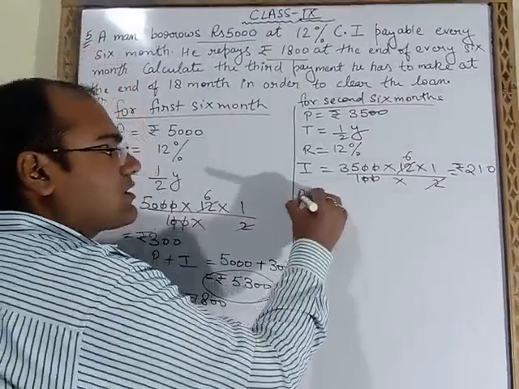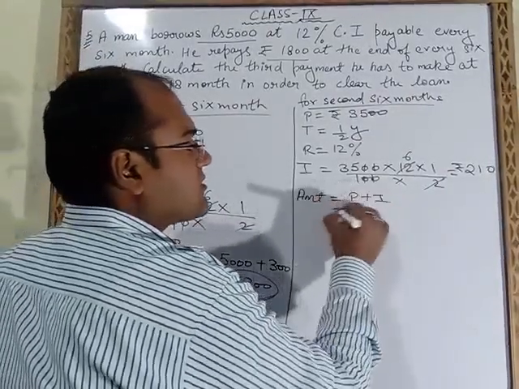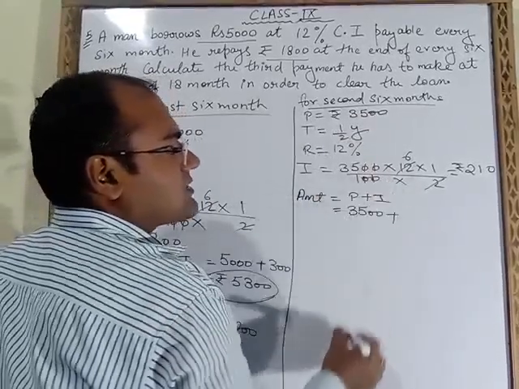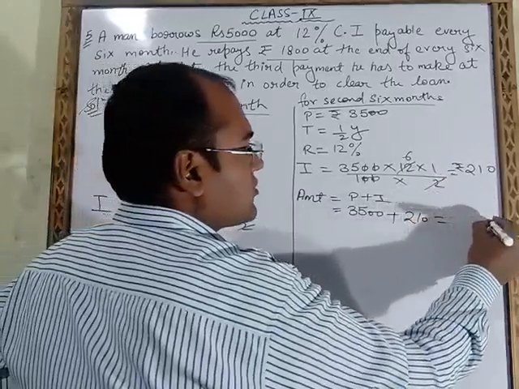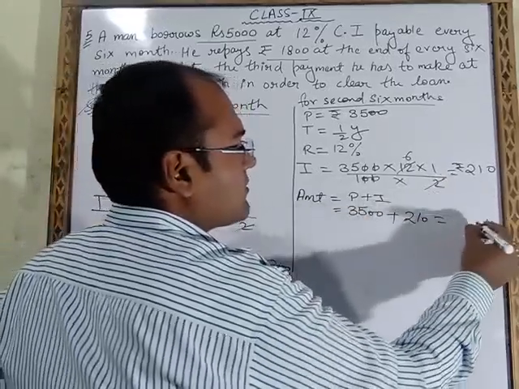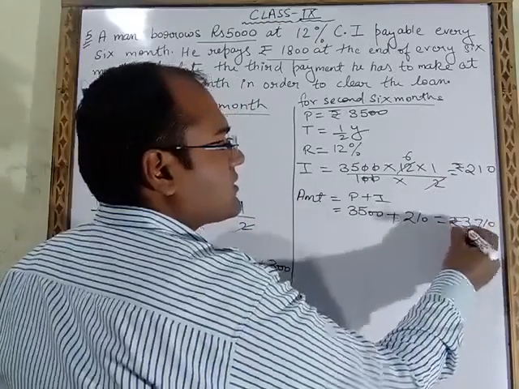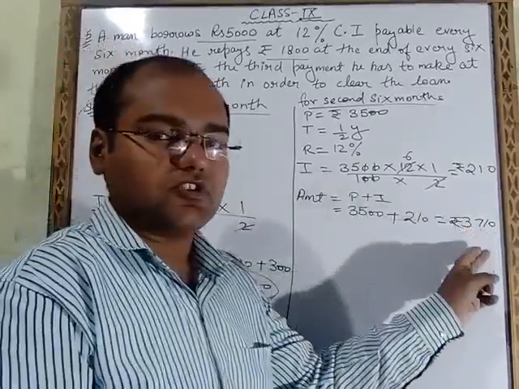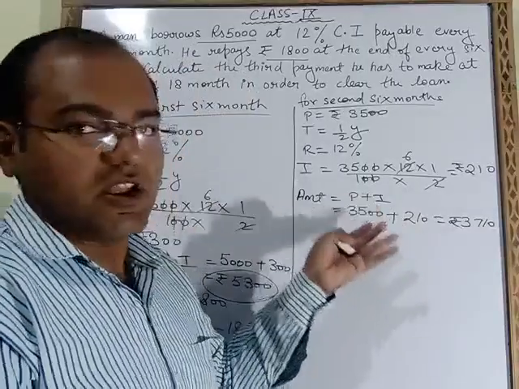So the amount will be principal plus interest. Principal is 3,500 plus interest, which is 210 rupees. So the total amount will be 3,710. This much money he has to pay in order to clear the loan, but still he does not have this much money.